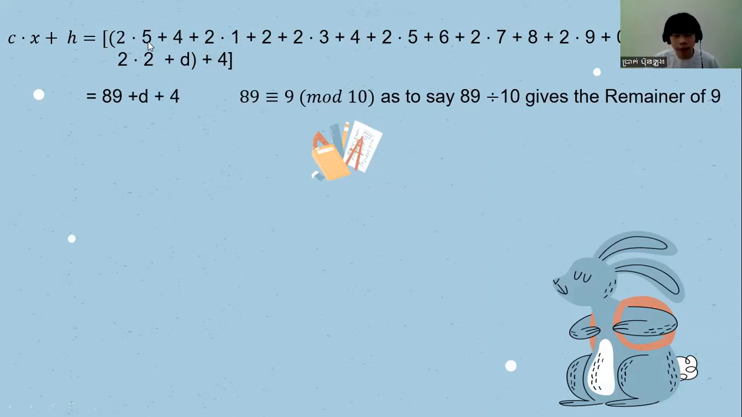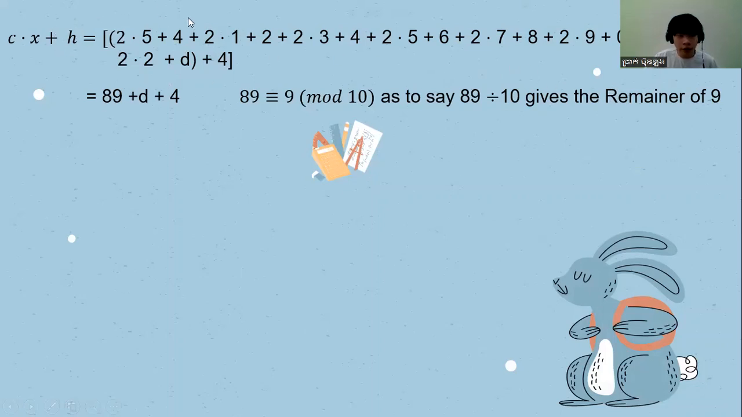Here, 2 multiply 4 plus 2 multiply 1 plus 2 plus 2 multiply 3 plus 4 multiply 2 multiply 5 plus 6 plus 2 multiply 7 plus 8 plus 2 multiply 9 plus 0 plus 2 multiply 4 plus 3 plus 2 multiply 2, and plus the last digit D, and then all of them plus 4, which is H.